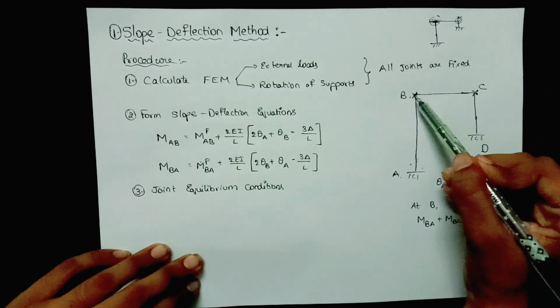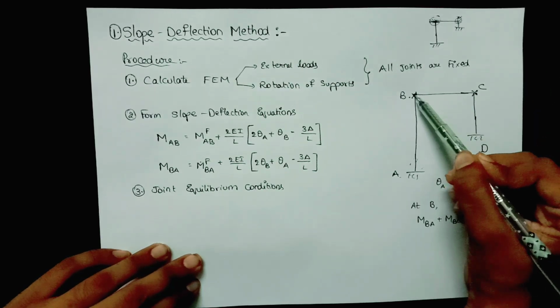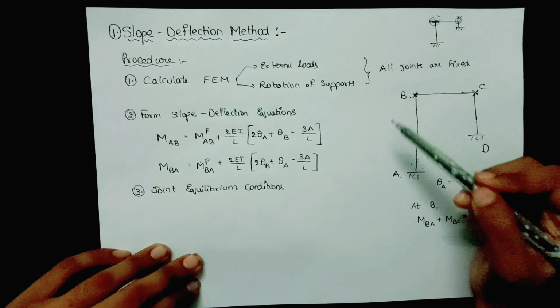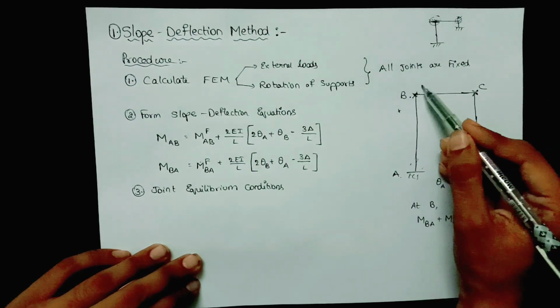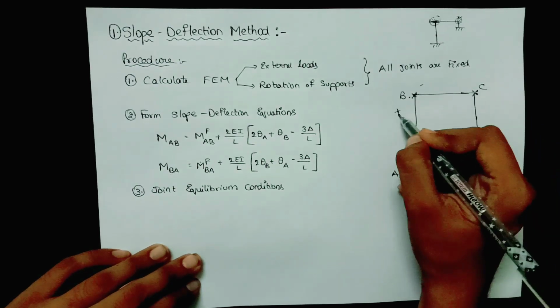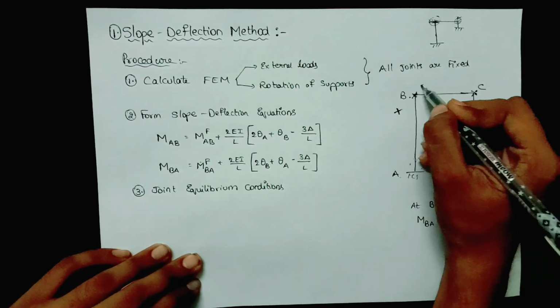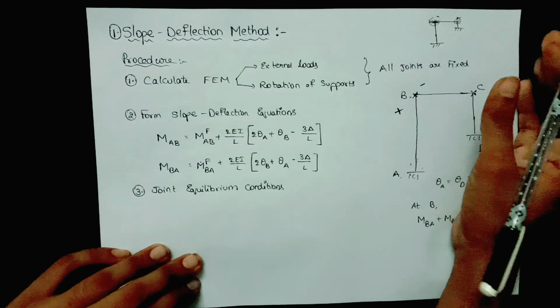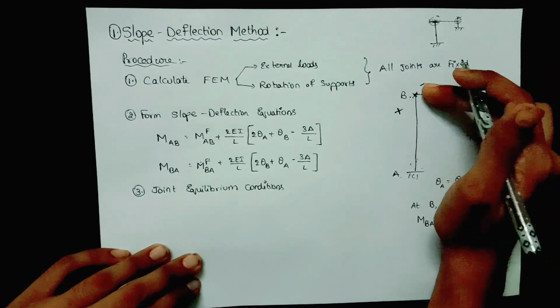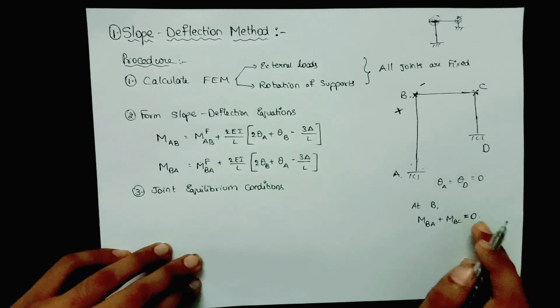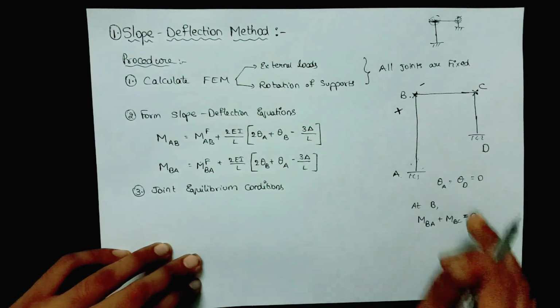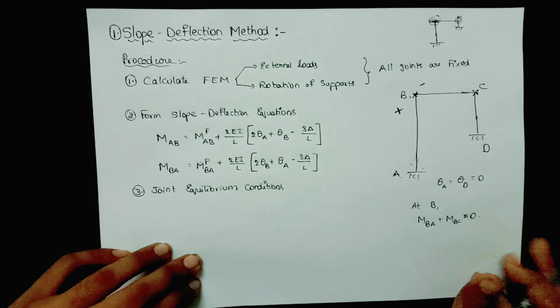The moments obtained here will be equal and opposite in magnitude. So one value will be positive and the other value will be negative. The magnitude will be the same. So if we add these two values, it should finally be equal to 0. Only then is the equilibrium condition satisfied.